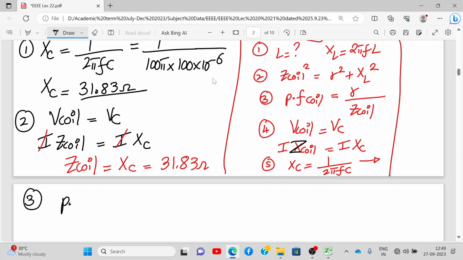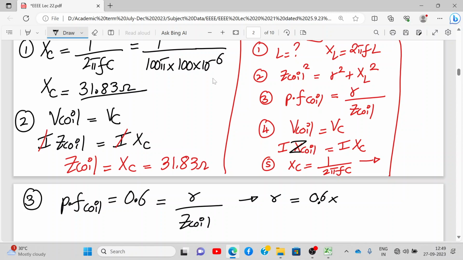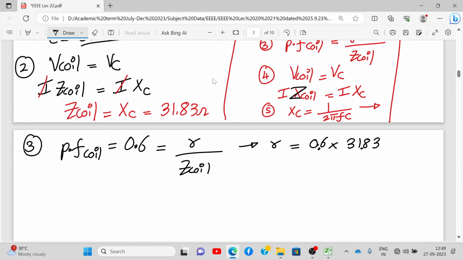So now, power factor of the coil, how much is it? 0.6. What is the formula? R upon Z coil. So from here you can calculate R: 0.6 into Z coil, which is 31.83. So calculate small r now. 19.1. Is it 19.1 approximately? Yeah.